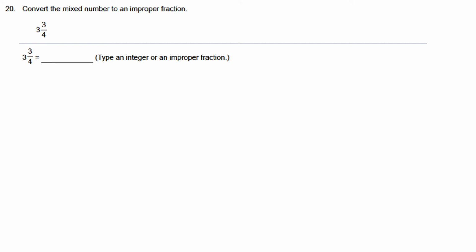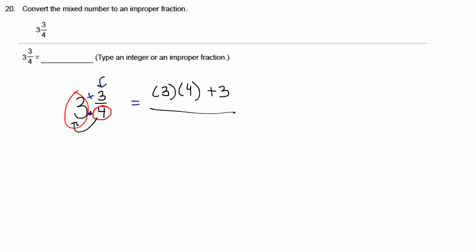Convert the mixed number 3 3/4 to an improper fraction. So again, first we're going to multiply the denominator times the whole number. So we'll multiply those two numbers together, and then we're going to add that number to the numerator. So the denominator times the whole number, and then add the numerator. And we're going to place that over the original denominator.